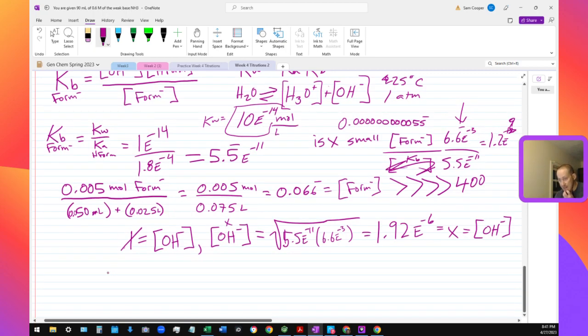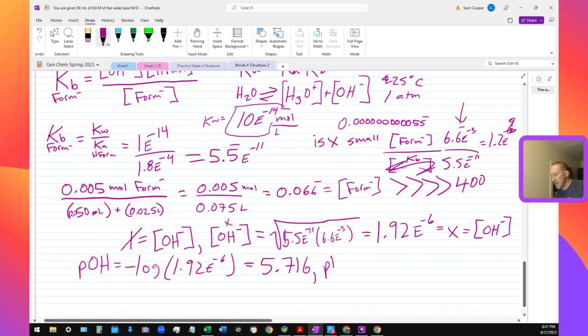pOH equals the negative log of 1.92 times 10 to the minus 6, which equals 5.716 or so. And of course, pH equals 14 minus pOH. So therefore, pH equals 14 minus this 5.716, which equals 8.28.